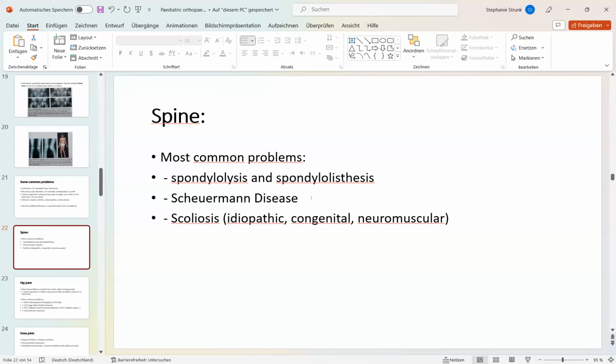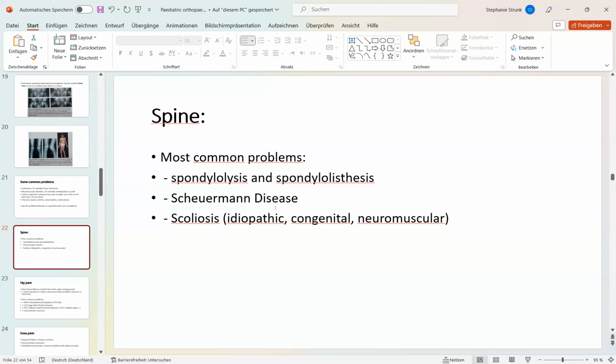Then there's Scheuermann disease, which is also pretty common. This is a disease mostly of the thoracic spine, leads to a kyphotic deformity. And there is scoliosis, which is a deformity of the spine in the other planes, not the sagittal plane. So you have either idiopathic, congenital, or neuromuscular scoliosis. This is also pretty common.